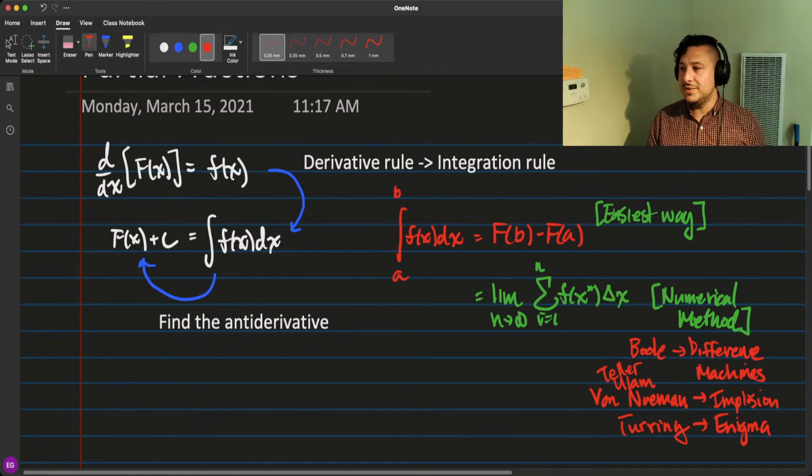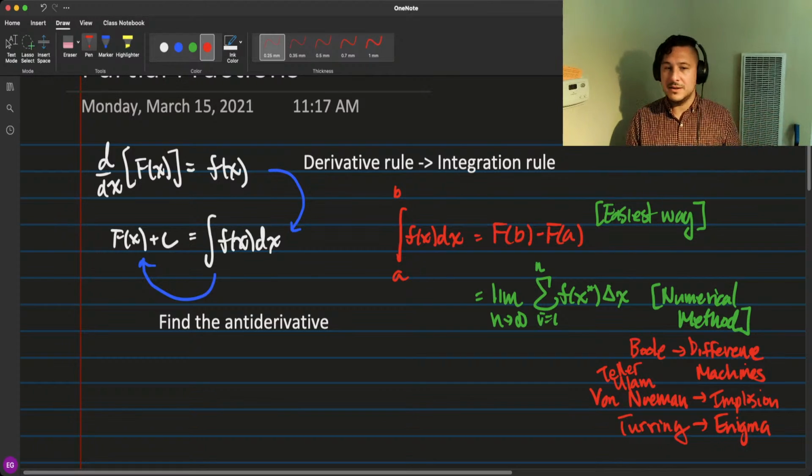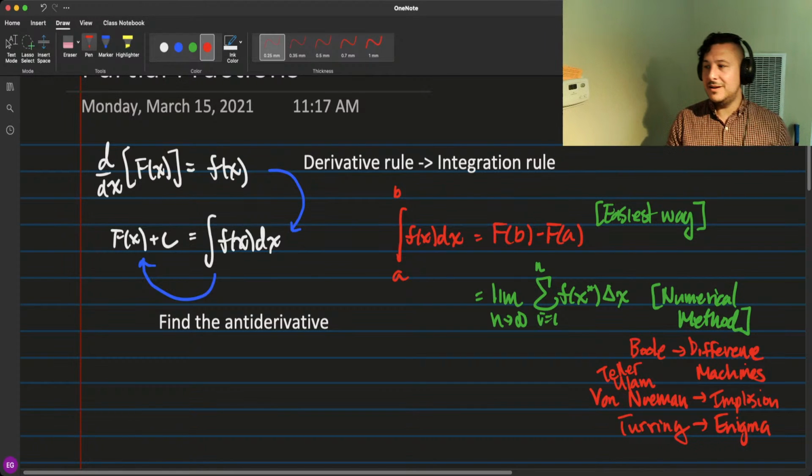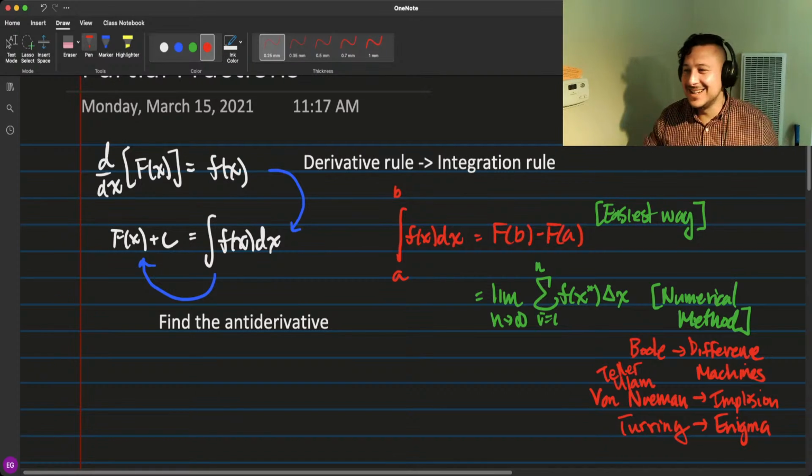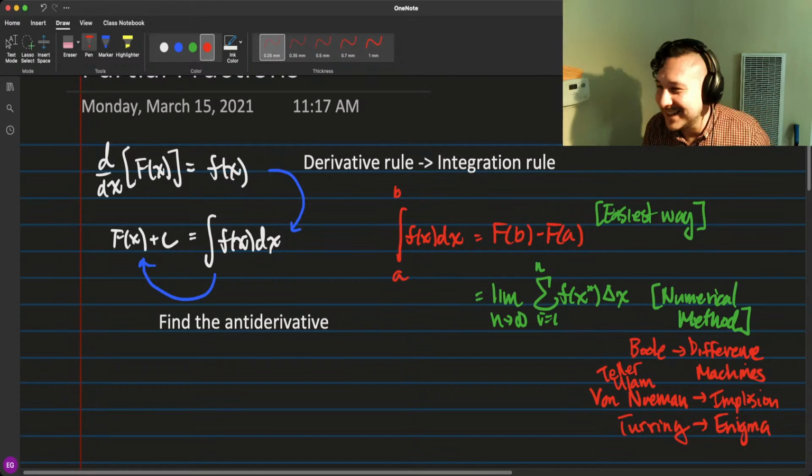Has anyone heard of the implosion problem? No one's heard of the implosion problem? I'm so sad. Does everyone know what an atomic bomb is? I'm assuming yes. We've all heard of atomic bombs. Does anyone know how atomic bombs work? How do you get that big explosion to happen? What's the process? Are people Googling it right now? Brian looks like he could be Googling.